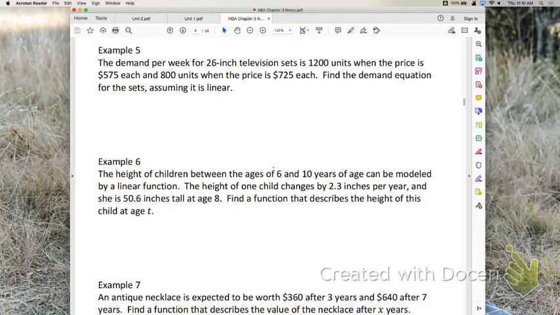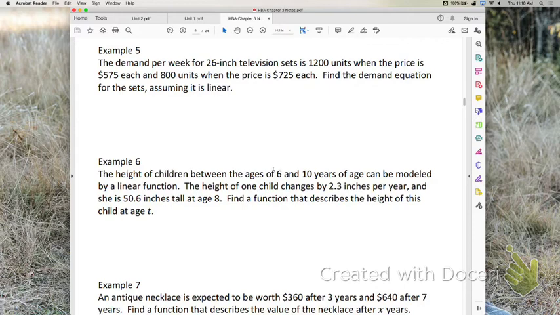All right, so in 5, the demand per week for a 26-inch television set is 1,200 units when the price is $5.75 each, 800 units when the price is $7.25 each. Find the demand equation for the sets, assuming it's linear. All right, so remember how we said we set up an X and a Y first for every single one? What are the 2 things we're talking about here? Units and dollars.